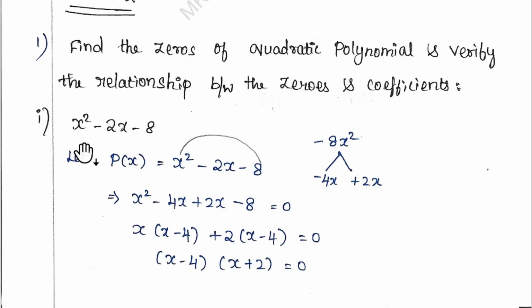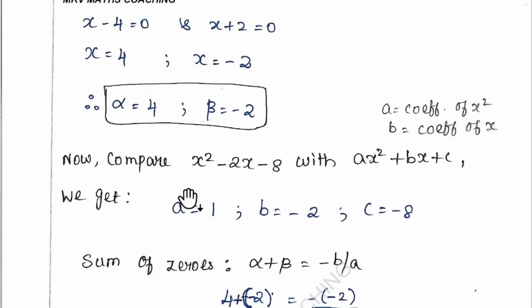So first step is to just split the quadratic equation using middle term splitting method, and then you get the x values, which is alpha and beta. Alpha is 4 here, beta is minus 2. After you find these alpha beta values, you just compare the given equation with the standard form of quadratic equation. You know the standard form of quadratic equation is ax square plus bx plus c, right?